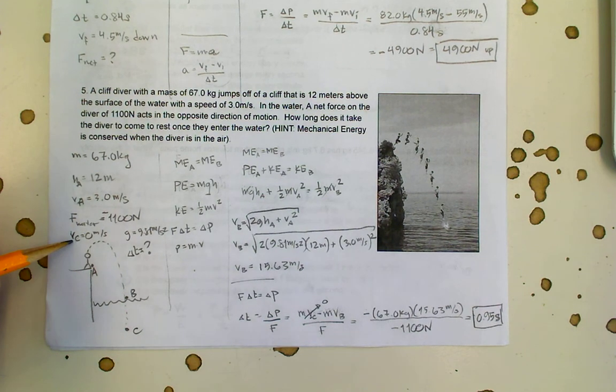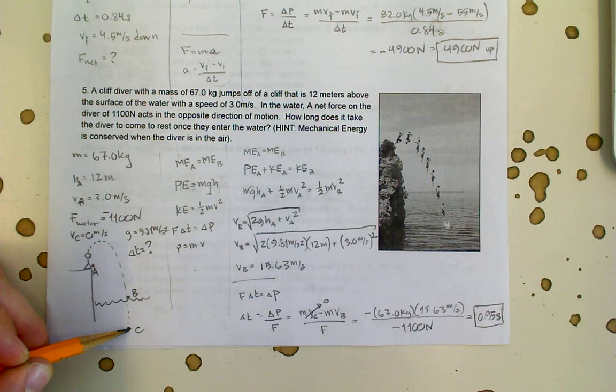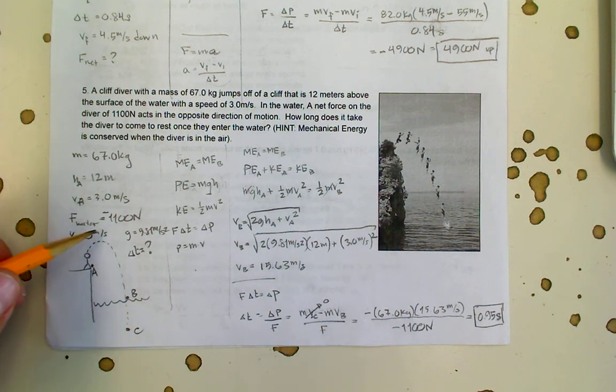I know that at point C, at the very bottom, he's coming to rest. So that's interesting. And then finally, I've got a force that the water is applying on the person, and I just put a negative sign here to remind me that it's acting in the opposite direction of the motion. In other words, the opposite direction of the speed when he enters the water.